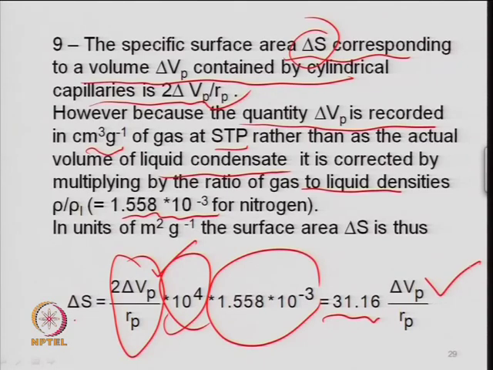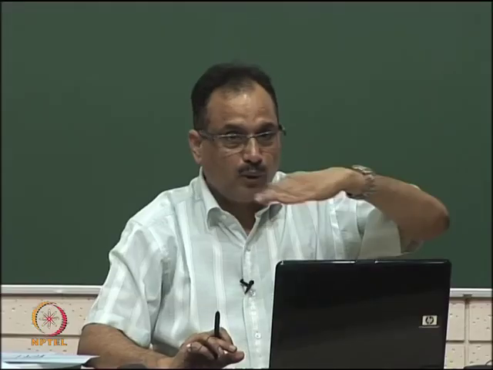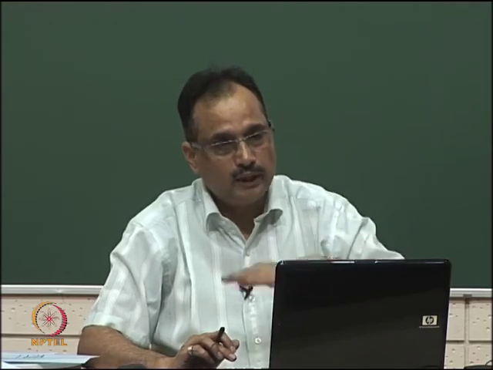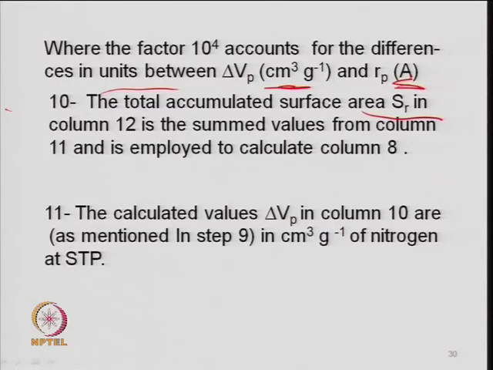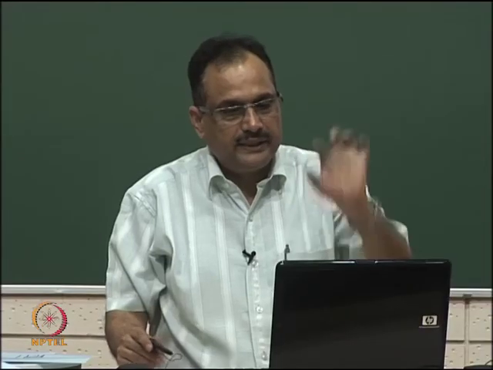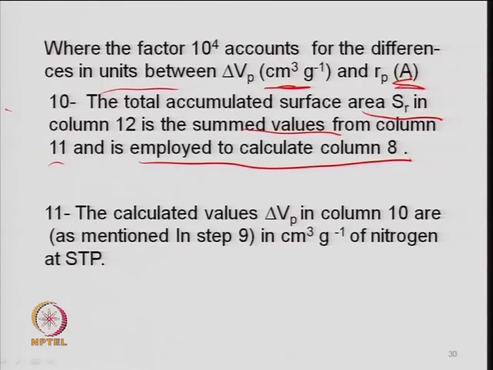So, this is the surface area between two differential pressures. The surface area is related to the number of molecules of the nitrogen adsorbed on the surface. When there is a desorption, the number of molecules are released. So, how many molecules have been released from the surface is related to the decrease in the surface area. So, the total accumulated surface area S r in column 12 is the sum of the values of column 11 and is employed to calculate column 8. Basically, just add all these delta S. That should be equal to the total BET surface area, because these are nothing but decrements in the surface area of the catalyst. So, that we have already seen.